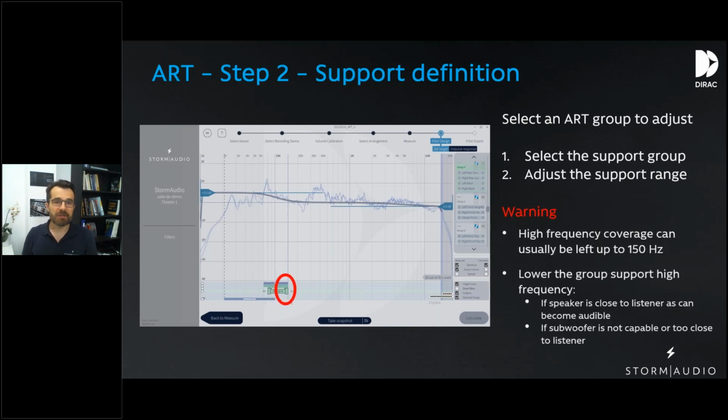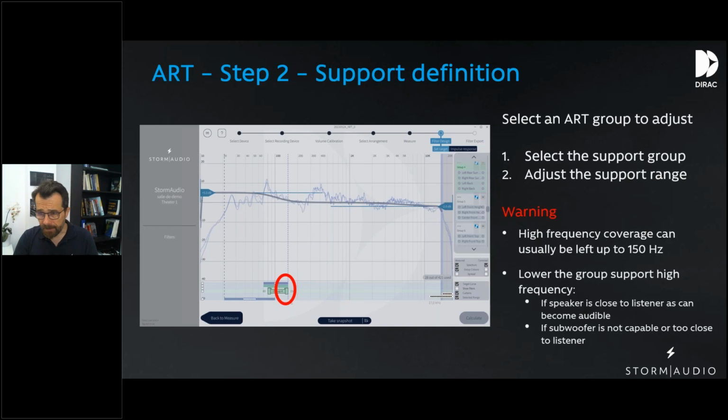The high part is less critical in the sense that there is no risk of doing any damage on your system. The only impact of this high frequency adjustment is the way it contributes up to 150 Hertz to the system. There are two cases where you might need to look at adjusting this higher frequency support in the parameters.